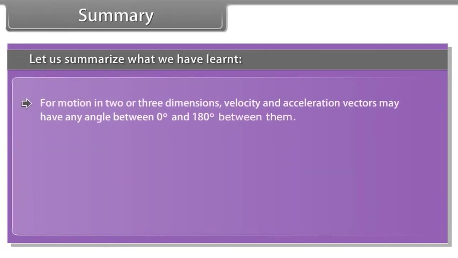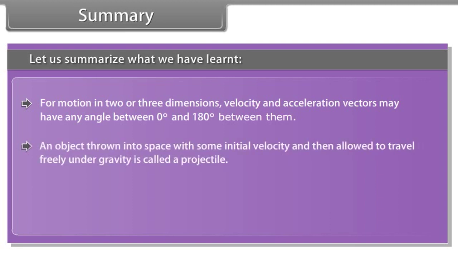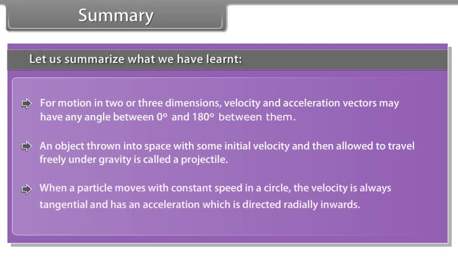For motion in 2 or 3 dimensions, velocity and acceleration vectors may have an angle between 0 degrees and 180 degrees between them. An object thrown into space with some initial velocity and then allowed to travel freely under gravity is called a projectile. When a particle moves with constant speed in a circle, the velocity is always tangential and it has an acceleration which is directed radially inwards.